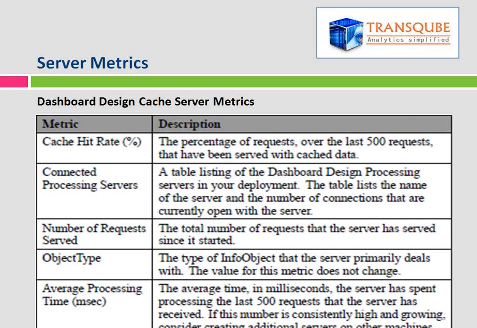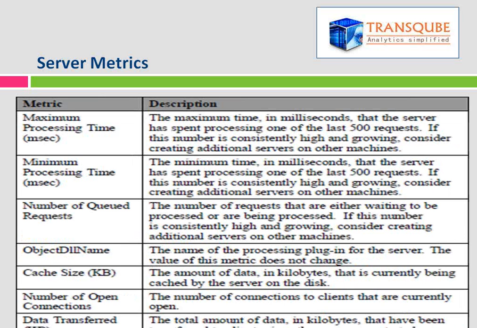Number of requests served, the total number of requests served since it started. Object type, info object the server primarily deals with, the value of this metric is again static. Average processing time in milliseconds. If you notice this, it looks pretty similar to the dashboard processing server that you have seen. Primarily, most of these metrics look generically similar, one next to each other. Maximum processing time, minimum processing time. This is again the same for the last 500 requests. And object DLL name, it is a standard DLL name that is being utilized.